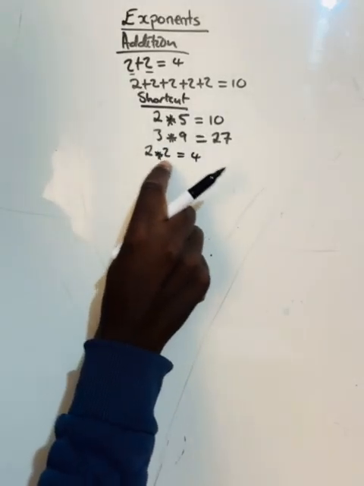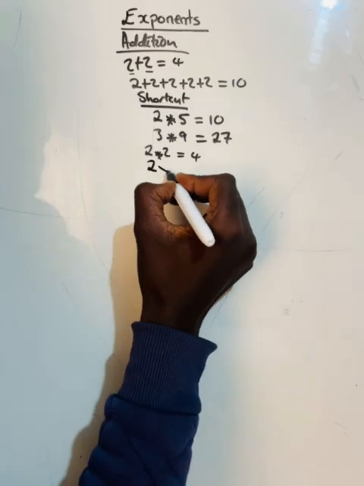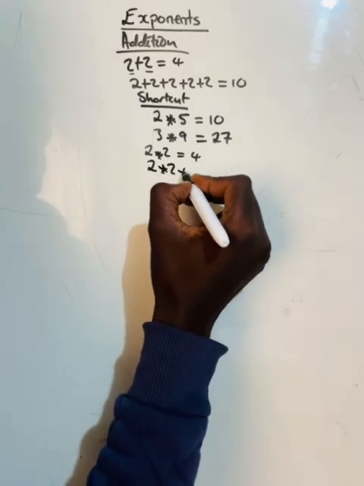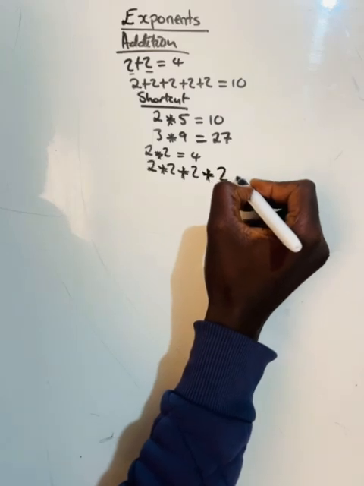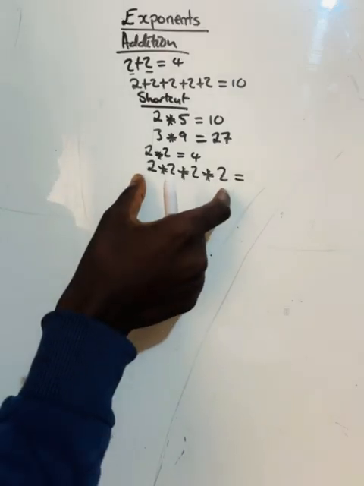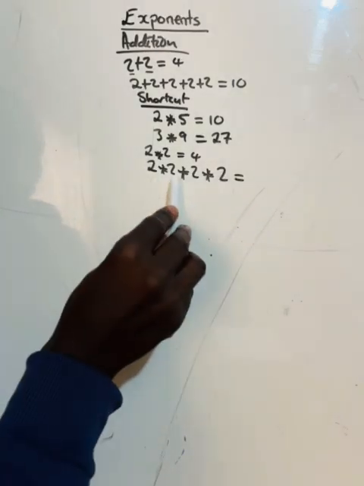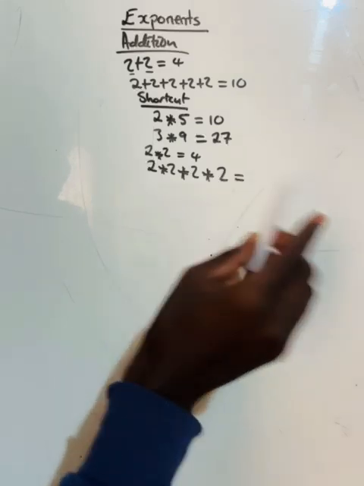Let's expand this number 2. What if we say 2 multiplied by 2 multiplied by 2 multiplied by 2? Now, 2 must multiply itself how many times? It must multiply itself 4 times. If we say 2 times 2, we get 4. 4 times 2, 8. 8 times 2, we get 16.